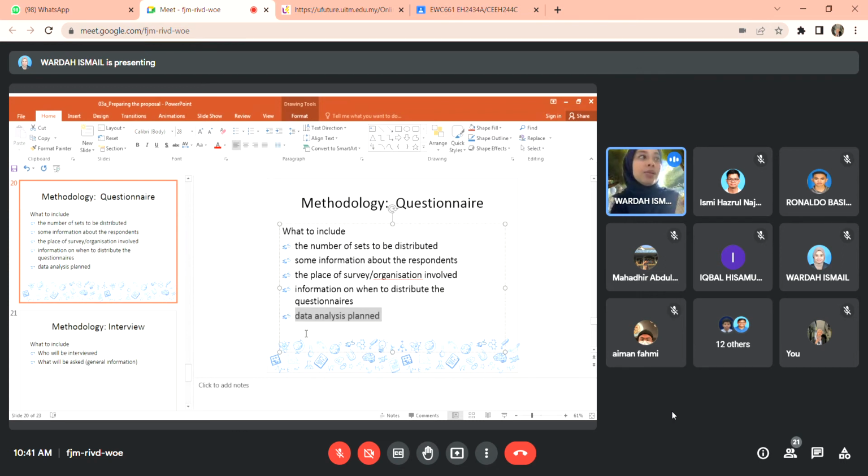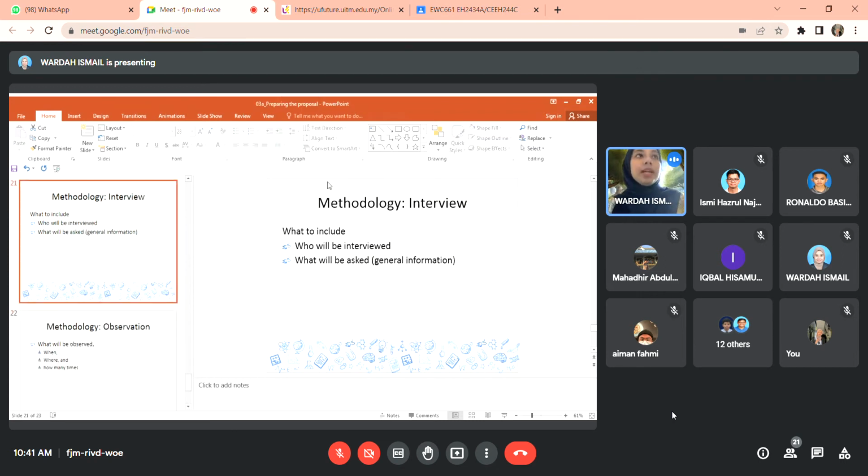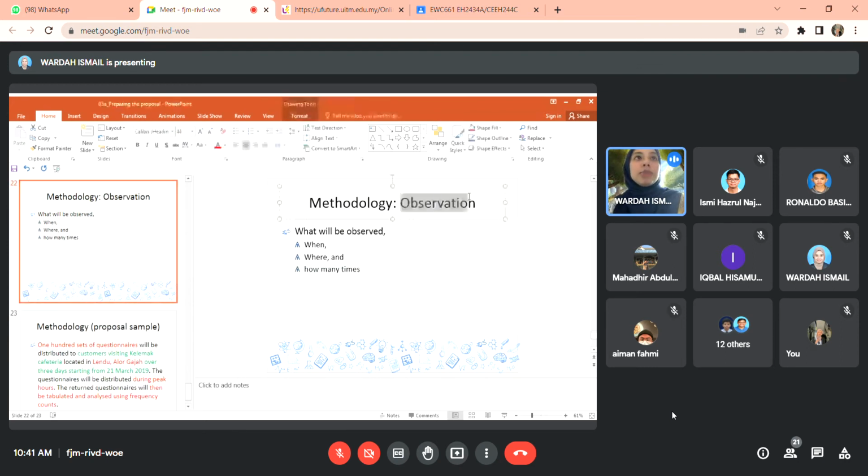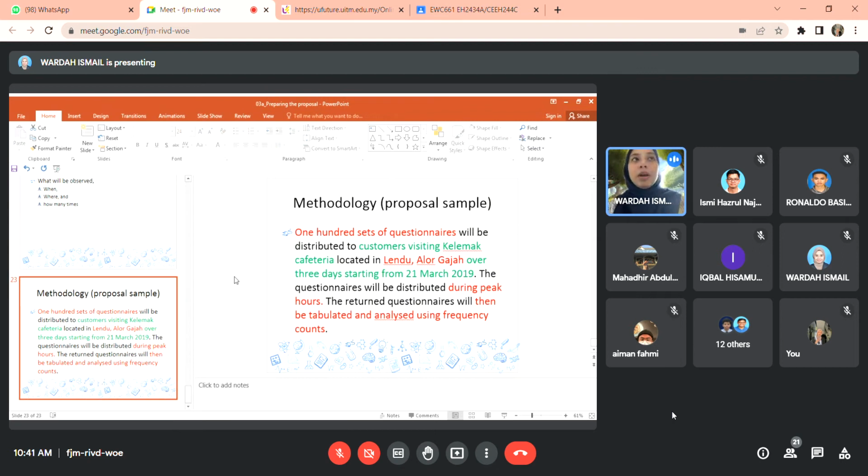Okay, this one I will give an example after this. Okay, this is some general knowledge for you to know. If interview, who will be interviewed, what will be asked. In terms of observation, when, where, how many times, when are you going to conduct the observation, where are you going to conduct the observation. Okay, so this is an example of a short methodology. You can write more than this.